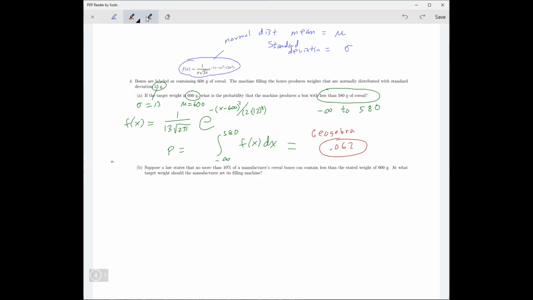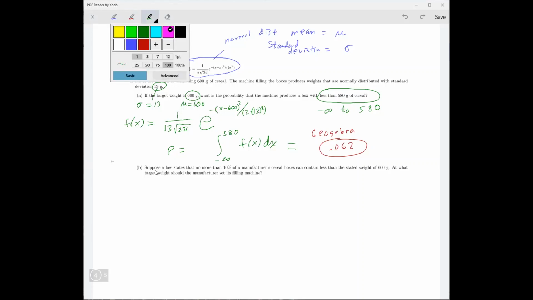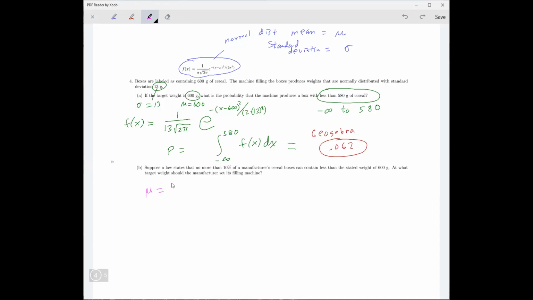Okay, part B. Suppose the law states that no more than 10% of a manufacturer's cereal boxes can contain less than the stated weight of 600. Now, what target weight should the manufacturer set its filling machine? Okay, so here they were setting it as 13 grams. And so here it's like, what are you going to set the machine at so that no more than 10%? So you're basically looking at this number here, 10%.